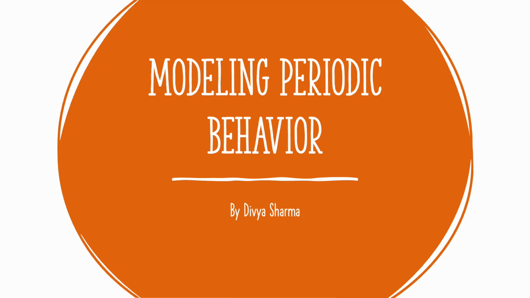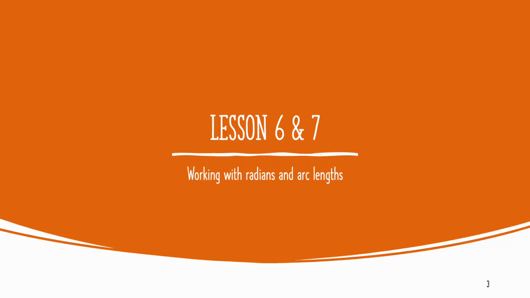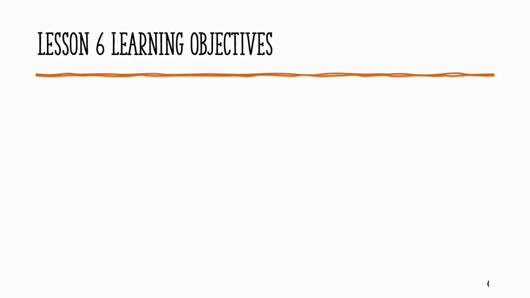Hi everyone, let's continue with modeling periodic behavior. So we have so far completed the first 5 lessons, and this one is going to be lesson 6 and lesson 7. In this lesson we will work with radians and arc lengths.